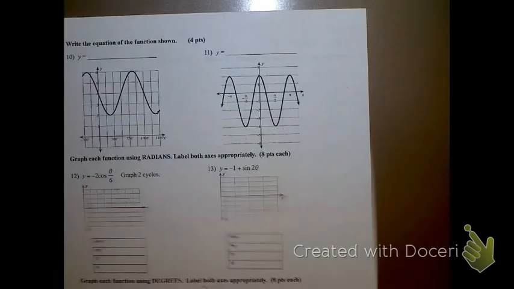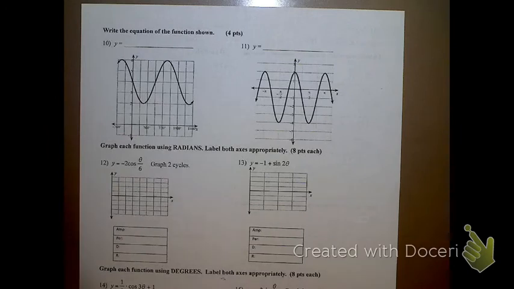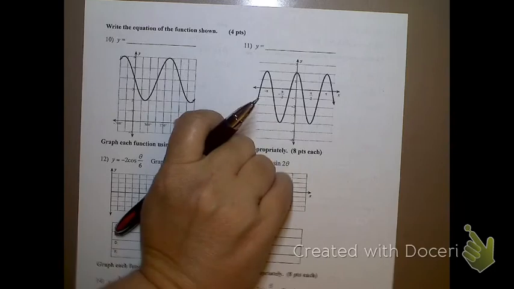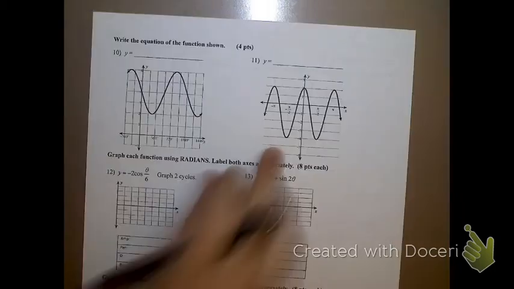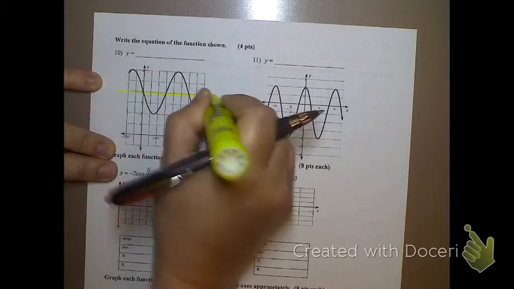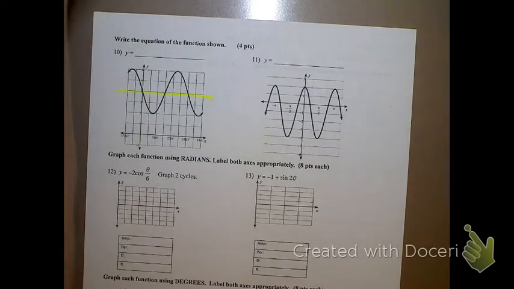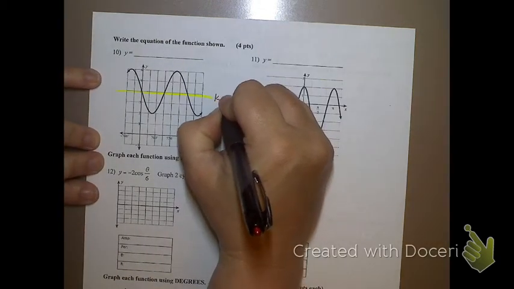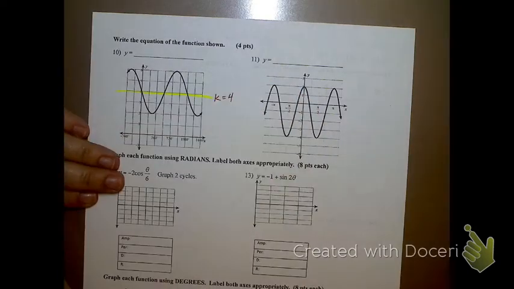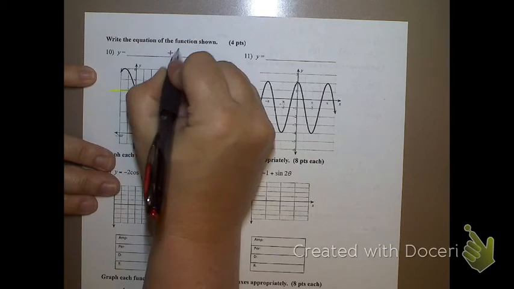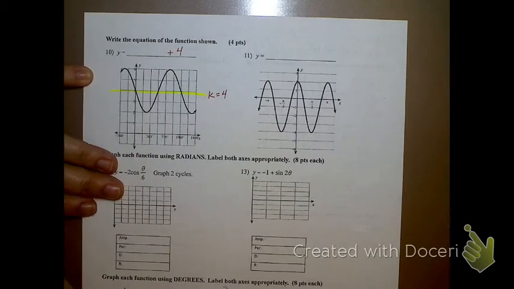All right, back side. Write the equation of the function shown. There are 2 of these, one in degrees and one in radians. First thing I'm going to identify is where is my midline. In this one, my midline is right there. What's that value? That means the k value is 4 when I write my equation. Or in other words, I'm going to write my equation and there's a plus 4 at the end. Right?